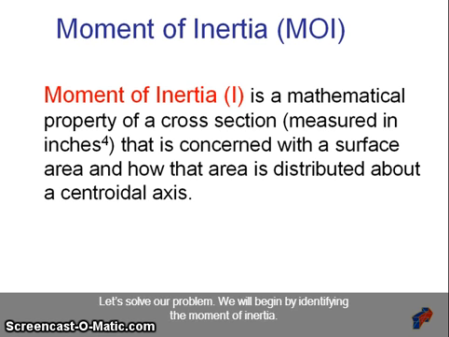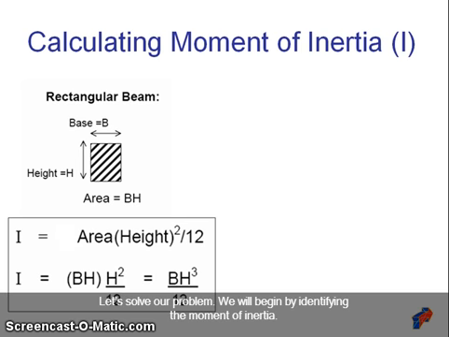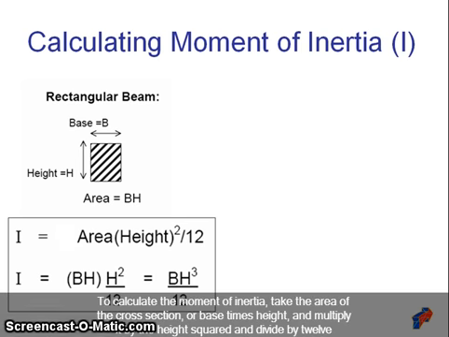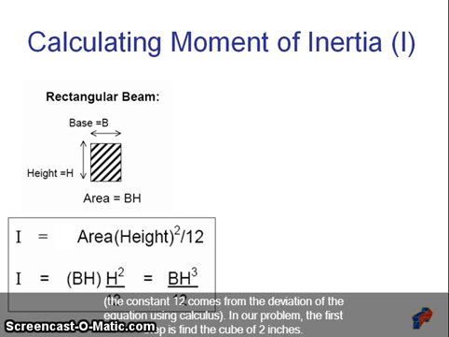Let's solve our problem. We will begin by identifying the moment of inertia. To calculate the moment of inertia, take the area of the cross-section, or base times height, and multiply it by the height squared, and divide by 12. The constant 12 comes from the derivation of the equation using calculus.